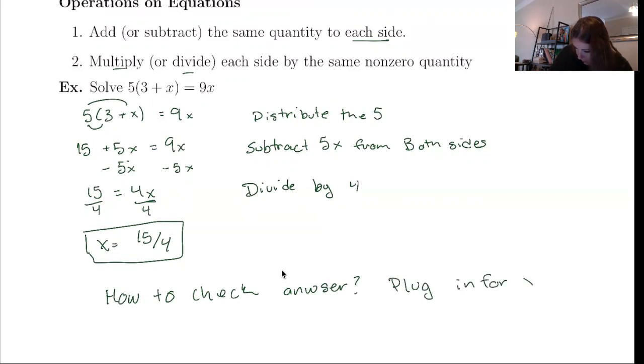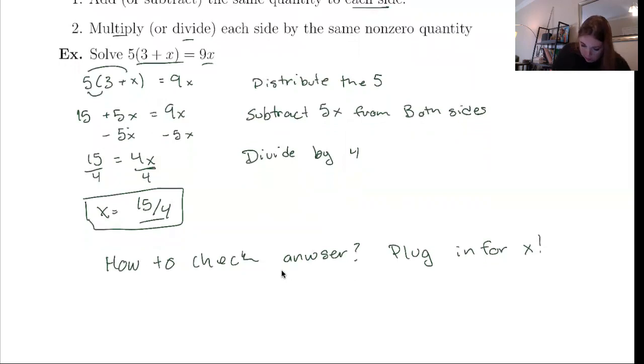Plug in for x, right? I found that x equals this number. Well, let me see if these two expressions equal each other when I plug in x. So I get 5 times (3 plus 15 over 4). Oops, that's a 4. Equals 9 times 15 over 4.